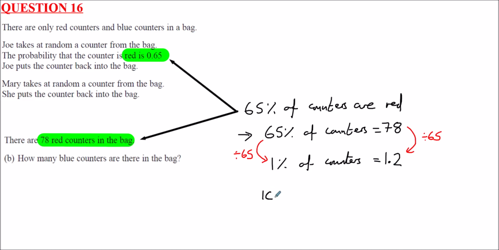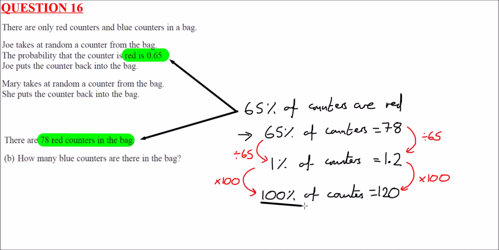Now we can build up to 100% of the counters. 100% of the counters is going to be the 1% multiplied by 100. And if we do 1.2 and multiply by 100, we get 120 counters. So we're almost there now. So 120 counters as the total number.